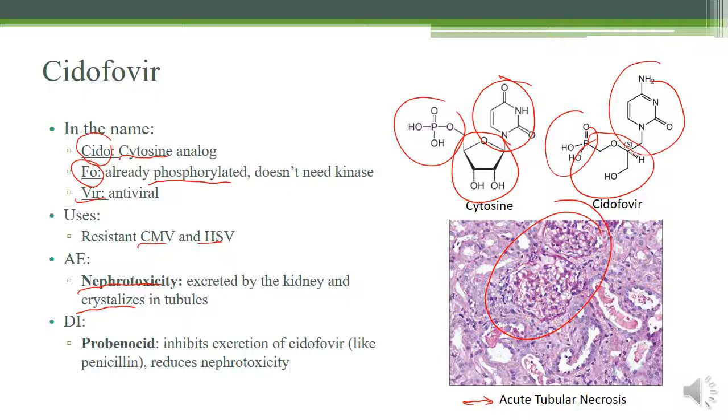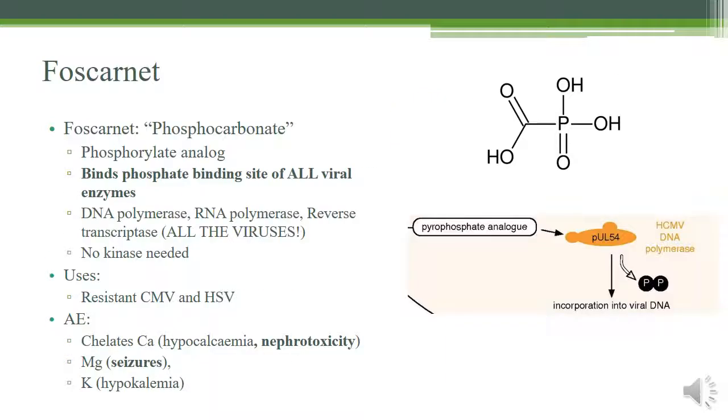Some important drug interaction that you need to know about is that probenecid inhibits the excretion of Cidofovir. So if you're taking probenecid, which is a gout drug, what that means is that Cidofovir will stay inside of your system, inside of your blood, rather than going into the tubules of your kidneys. And this is good for reducing nephrotoxicity. You can give a lower dose of Cidofovir, it'll stay in your blood, and not very many will get into your kidneys and cause crystallization and damage.